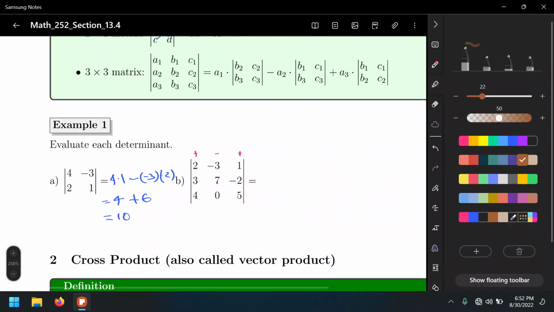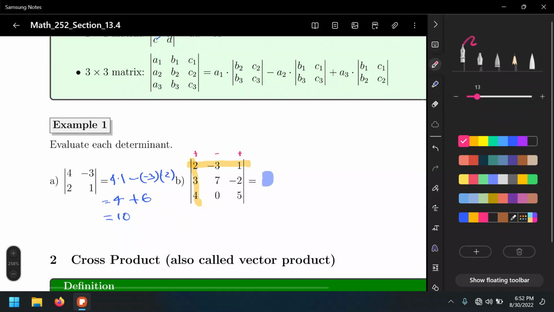What we do first is highlight the first row and the first column. Do you see the element that is common to the first row and the first column? Isn't it the number 2? That number 2 is the cofactor related to that minor. The minor, which is a matrix one dimension less, a 2 by 2, is made by the elements that we are not highlighting. In this case, 7, 0, -2, and 5.